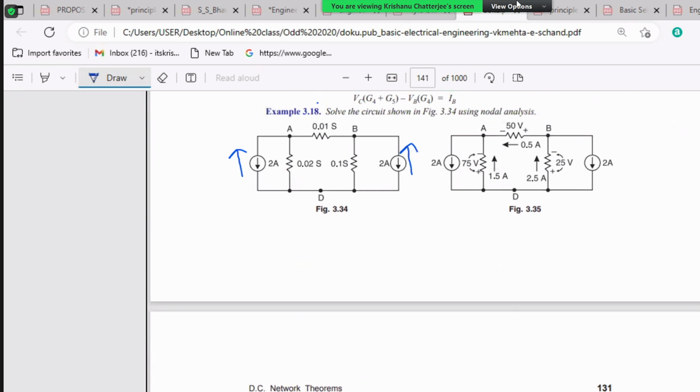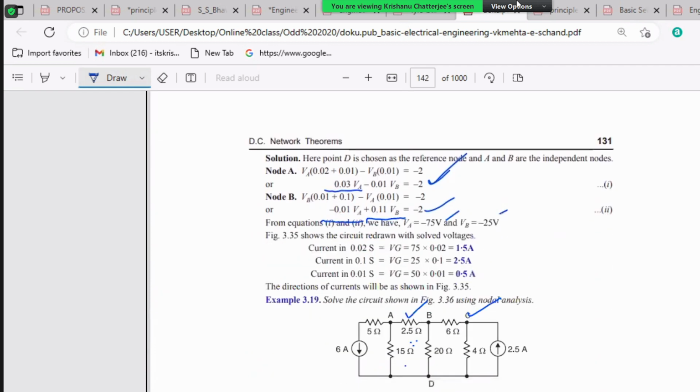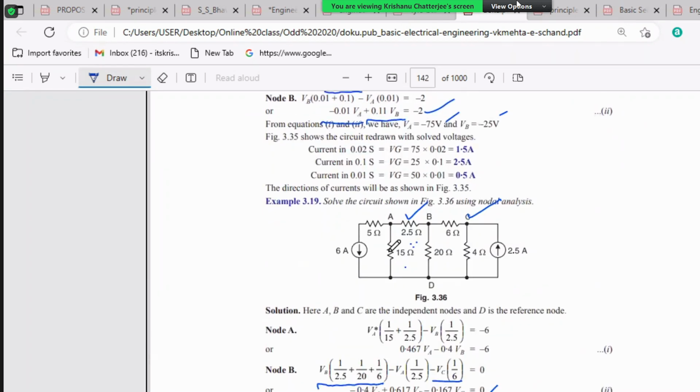If resistances are given, no need to redraw. Simply, these resistances are connected to node A. Means here there will be a conductance, here there will be a conductance, here there will be a conductance. What are the conductances? 1 by 5, 1 by 15, 1 by 2.5. I am saying one is not taken here, I will say why afterwards.